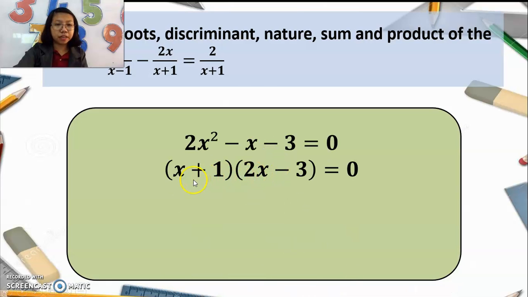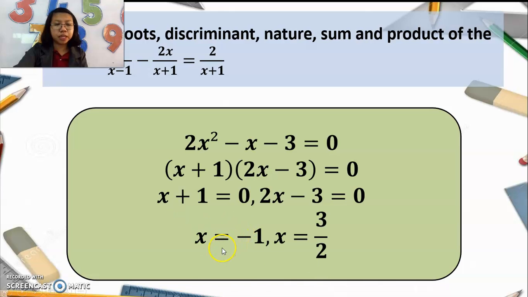I can use the factoring method. So I will have x plus 1 multiplied by 2x minus 3 equals 0. Then get the values of x. So I will have x equals negative 1, and the other one will be x equals 3 over 2. So those will be the values of the roots.